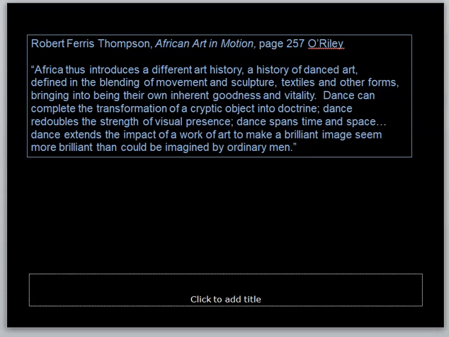For Robert Ferris Thompson, then, the dancing of these objects actually makes these objects work, makes them active participants in helping African communities to function and to maintain balance.